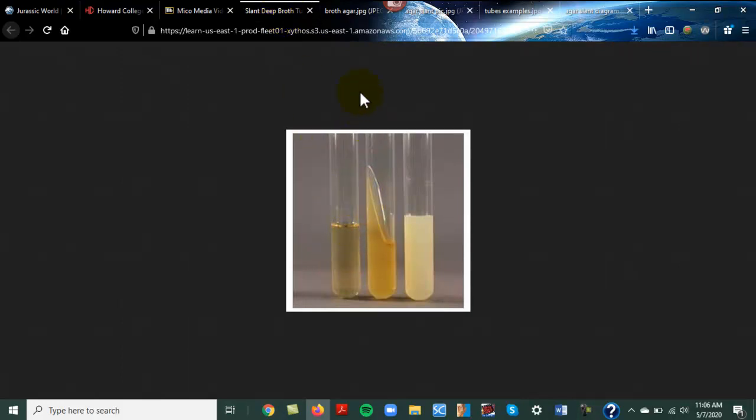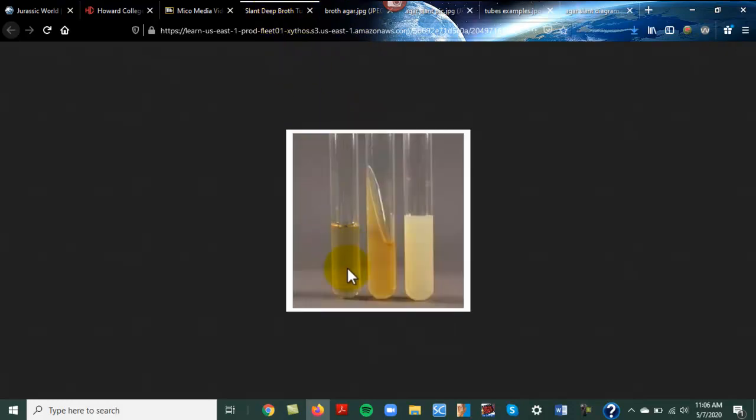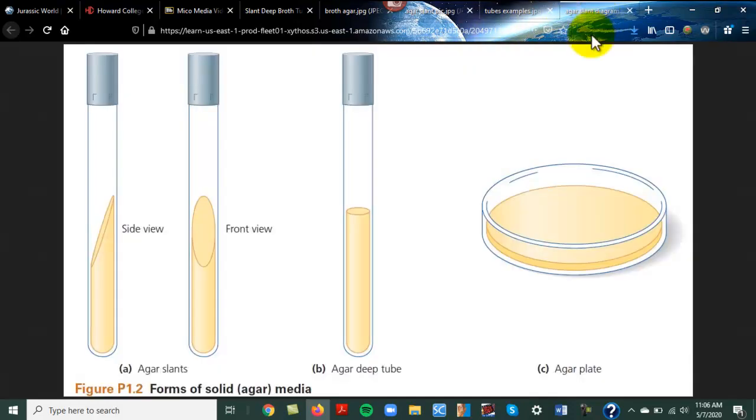I know I have another picture of one. There it is. So this one actually looks cloudy. Look, compared to the two of them. See, that one's kind of clear looking. I know it's got a tan color, but this one looks like it's got some growth in there. It's called turbidity. So this is what you would be working with in a micro lab. Now I'm going to go back.